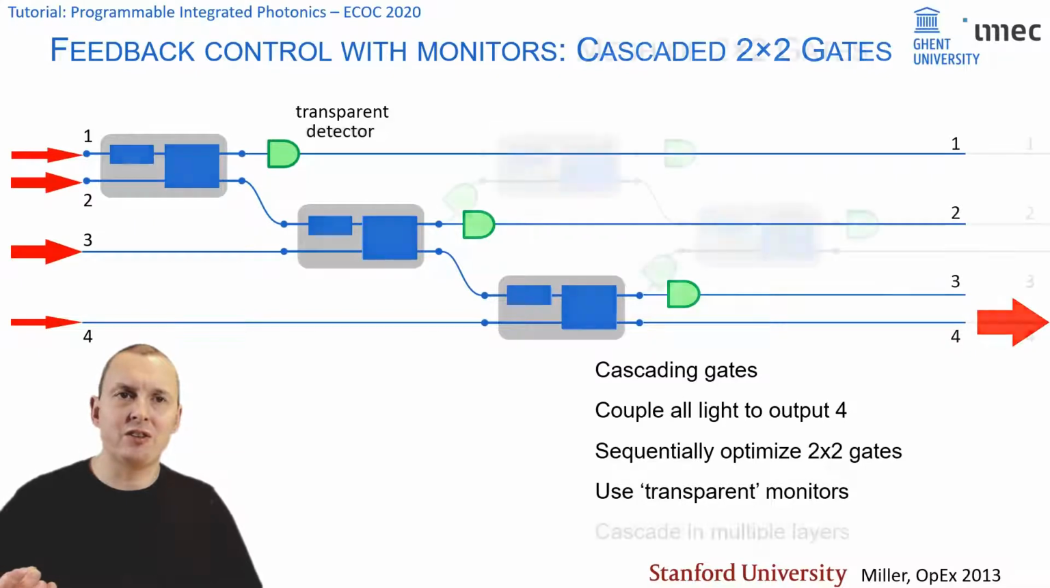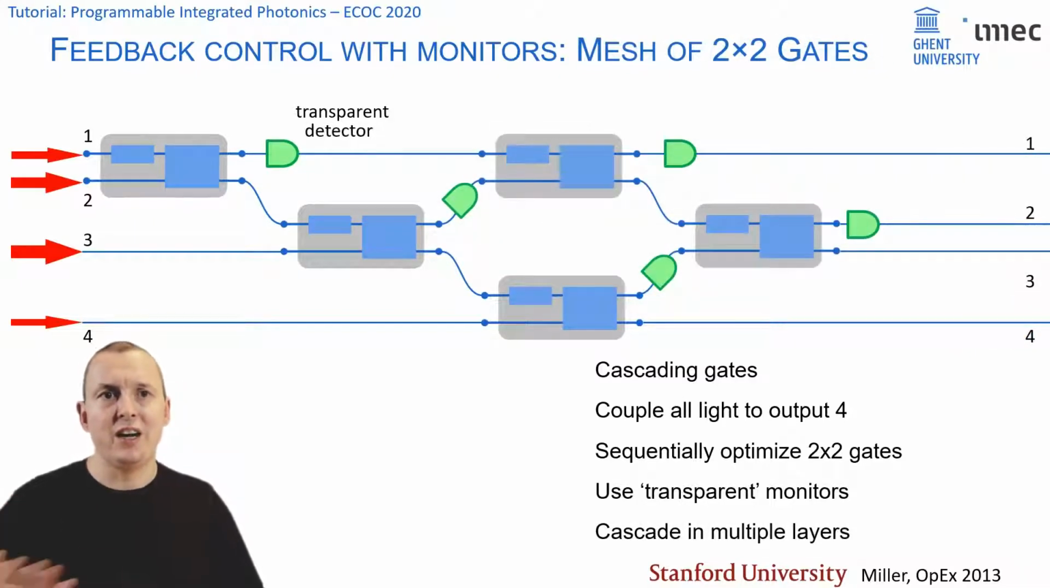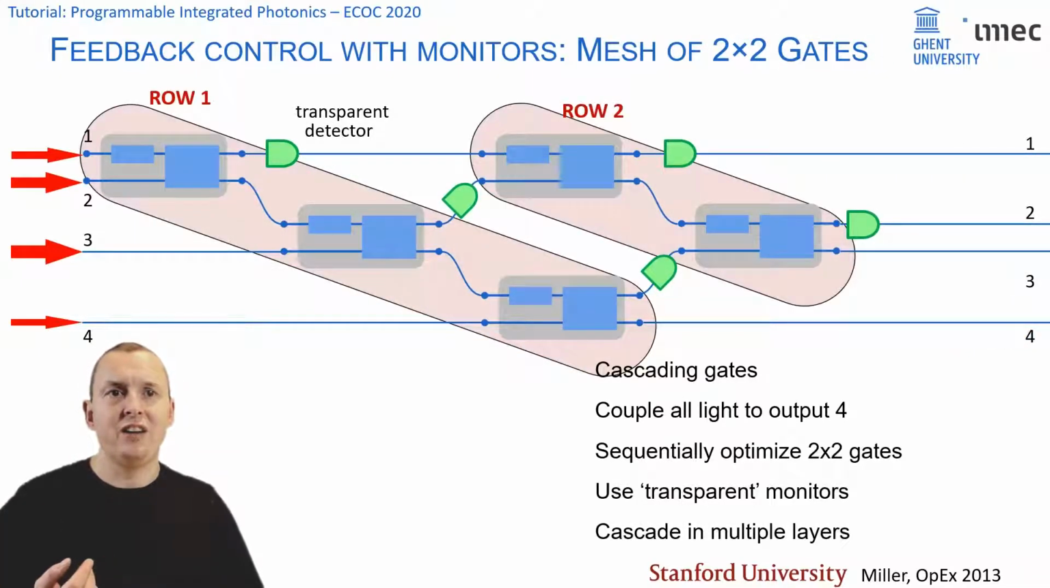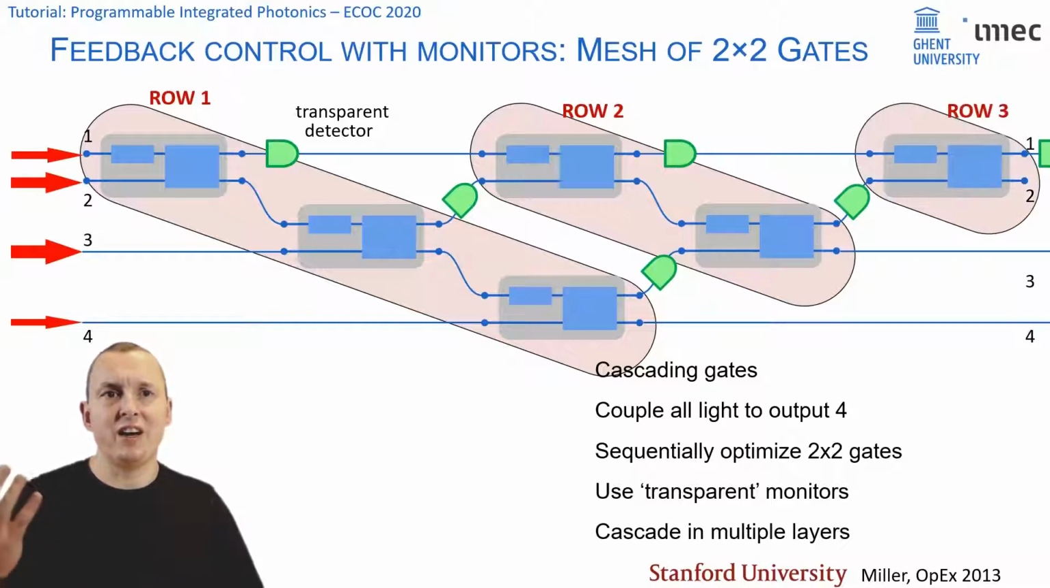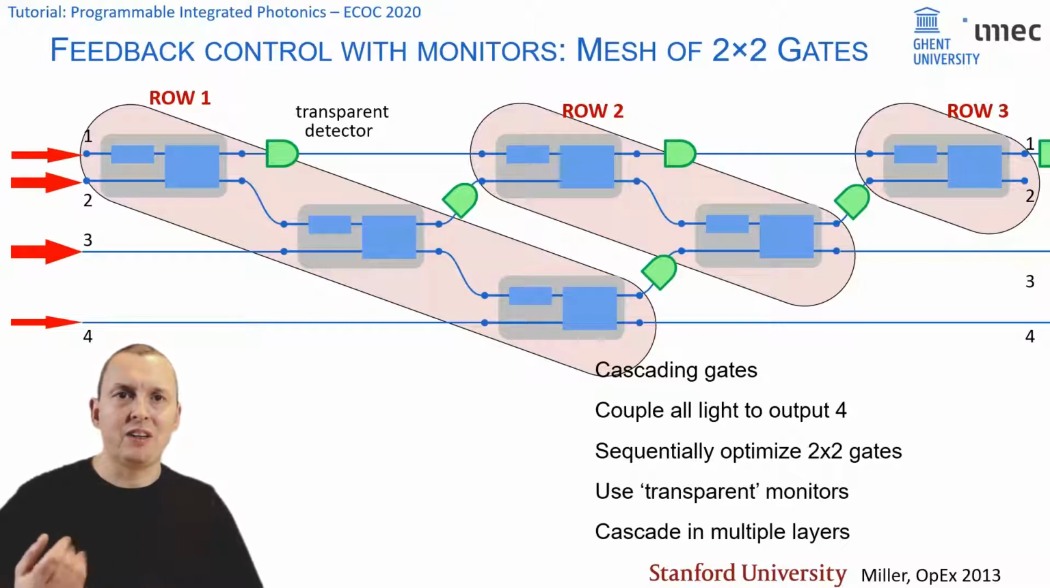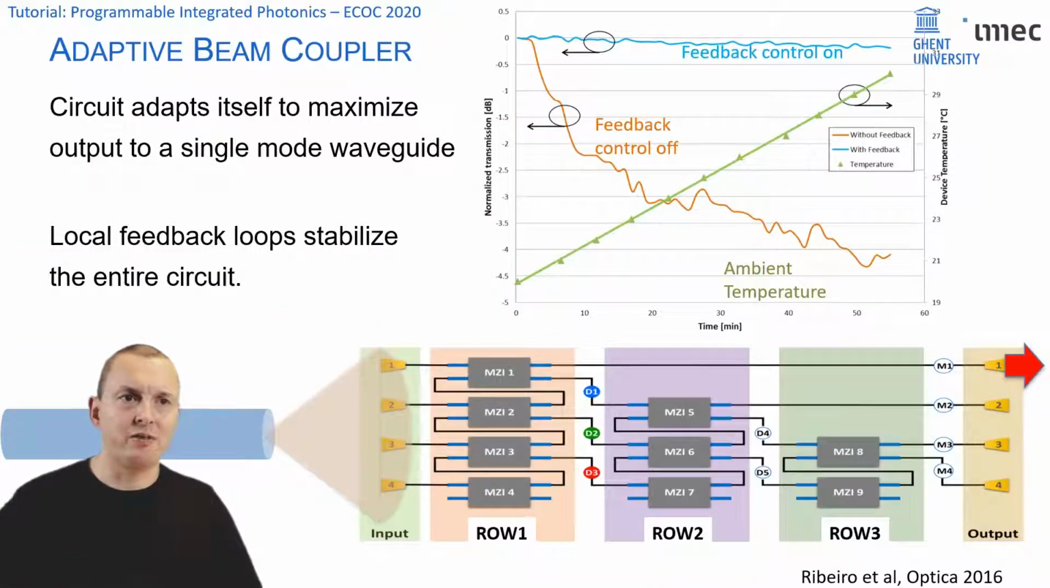But if these detectors are transparent, we can just as well add a next stage and a next stage. So we basically add different rows of circuit functionality that can each be independently configured. And as a result, you can implement a beam coupler that can couple 4 beams into 4 different outputs.